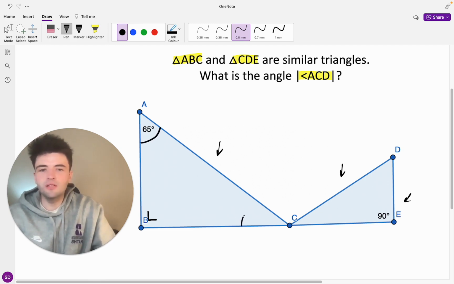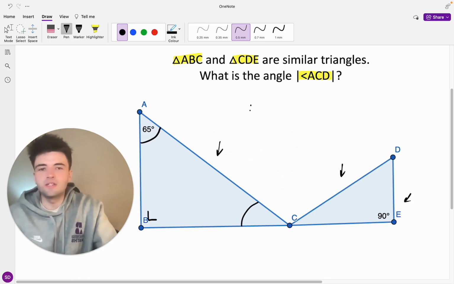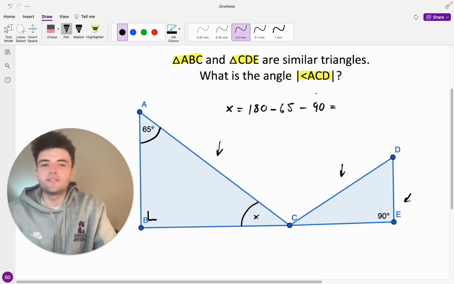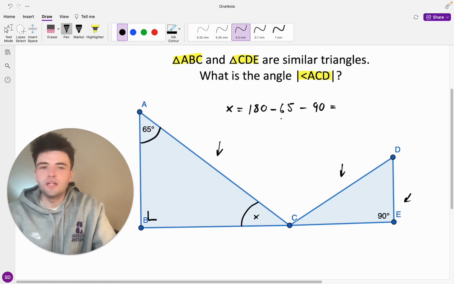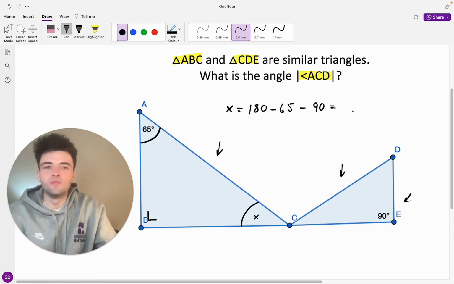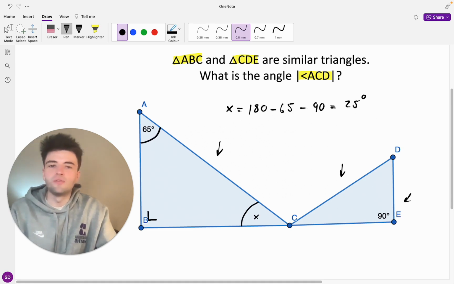And so to find this angle, we've got the other two angles in our triangle now, so we can just find that via subtraction. And so I'm just going to call that the angle X. So X is going to be 180 degrees, because there's 180 degrees in every triangle, minus 65 minus 90, because these are our two known angles, and so the value of the angle X is going to be 25 degrees. So that's our first angle that we know.